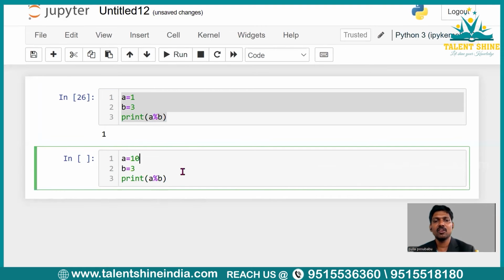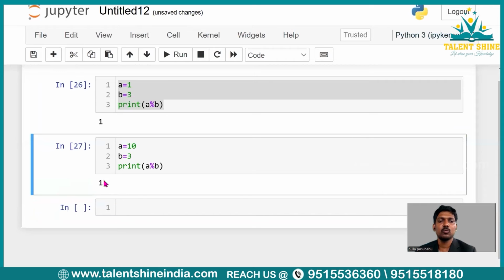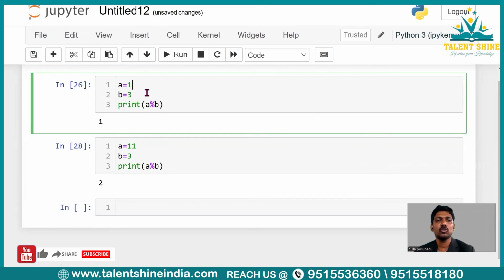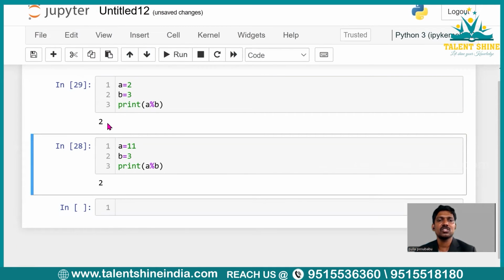I'm going to take the A value as 10 and the B value as 3. Now let us perform. The output is 1, right? 10 by 3, 3 times will be cancelled, and the remainder is 1. Now, if I change the value to 11 and perform it, in this case you will be getting 2 as your remainder. Now, I'm going to change the A value to 2. So 2 is less than 3, and in this case I will be getting the output as 2.